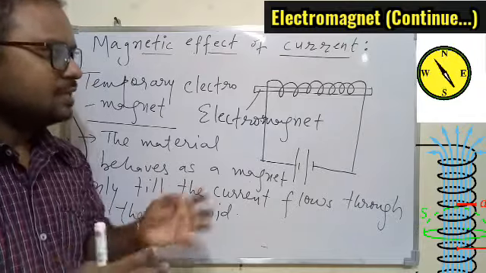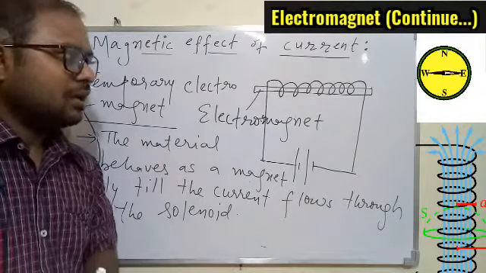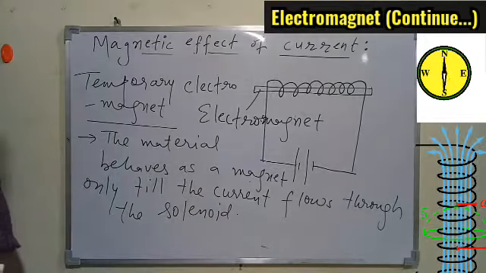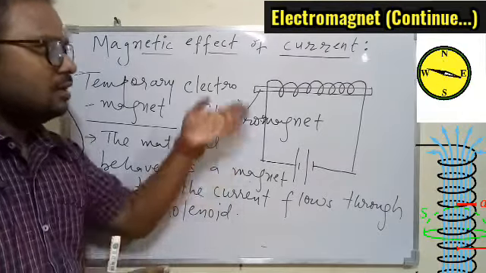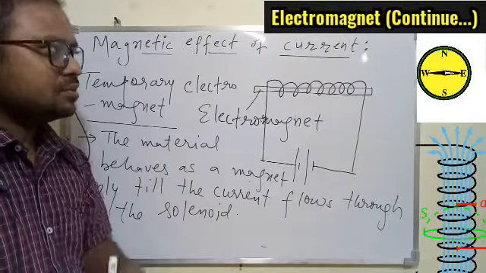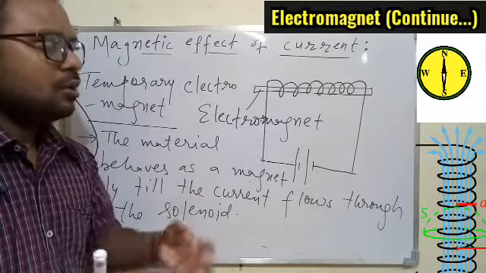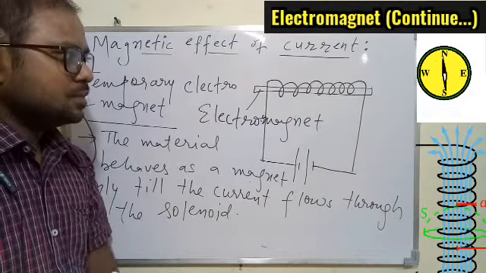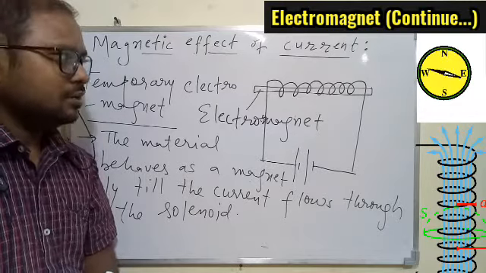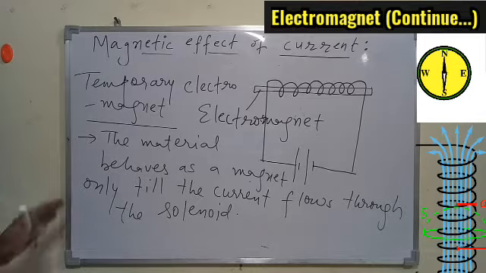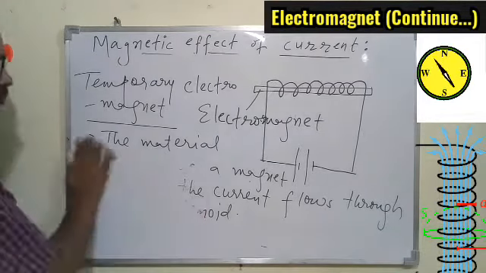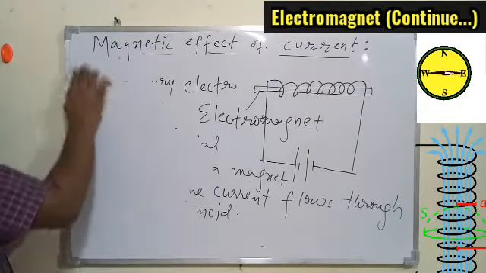So you should know, in general the electromagnet is a temporary magnet, that is, it behaves as a magnet only till the current is flowing through the circuit. The time the circuit is switched off, the material will get demagnetized. Why? Because the solenoid will not produce any magnetic field in the absence of the electric current. So overall we can say the material behaves as a magnet only till the current flows through the solenoid. Am I clear? This is one thing that you have to remember.